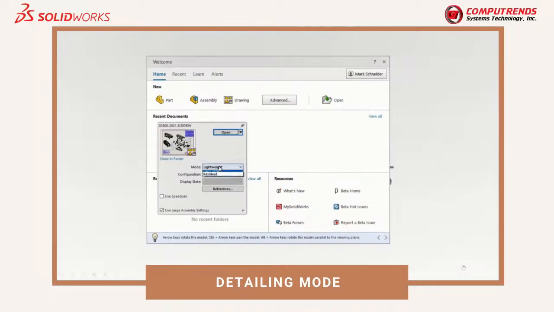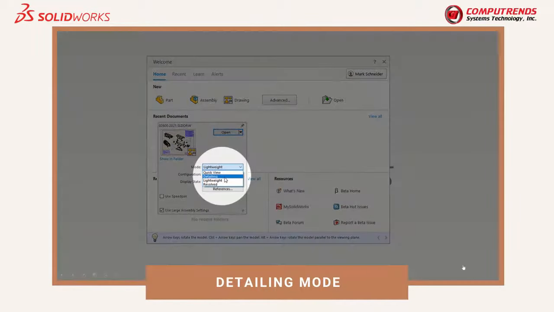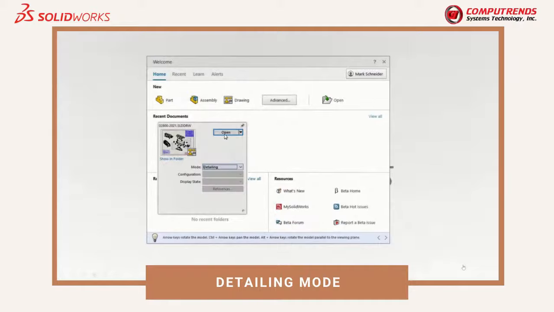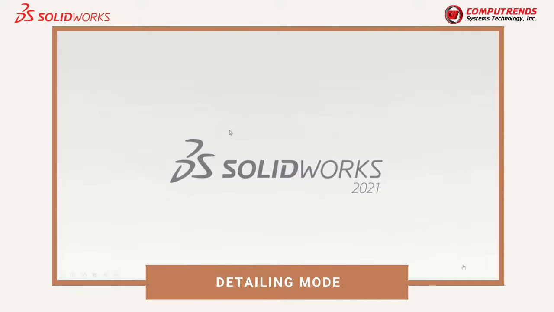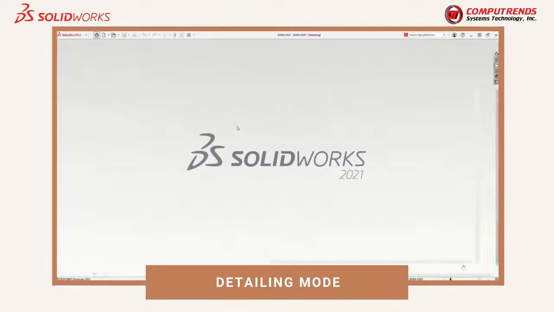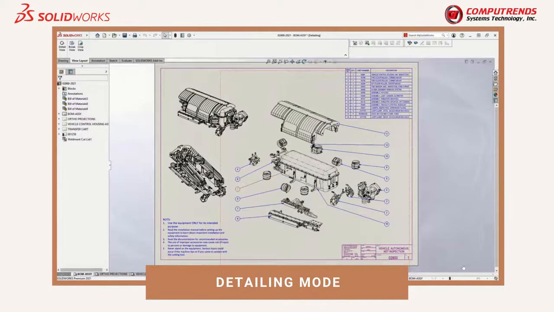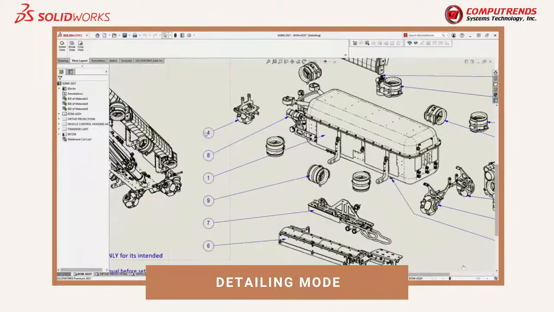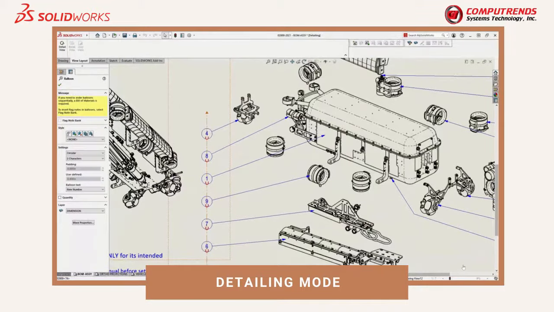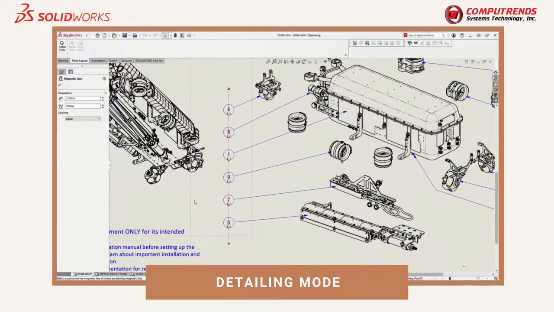Introduced in SOLIDWORKS 2020, detailing mode provides a way to open massive drawings in seconds, but is not limited to just viewing the drawing. Viewing performance is super fast, thanks to the performance improvements added in SOLIDWORKS 2021. Detailing mode allows you to perform typical detailing tasks such as editing and adding dimensions and annotations.